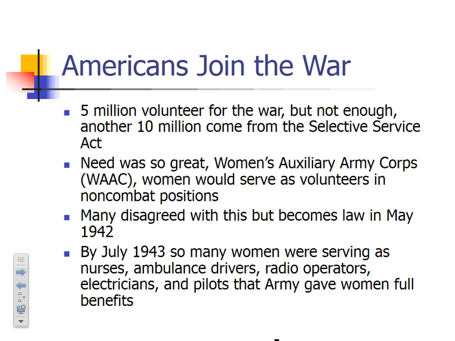This isn't cutesy volunteering. This is, we need you, ladies. We need as many people as we can. We will give you rank and recognition for your service. A lot of people disagree with it, but because we need women so much, the Army is willing to change its previous status. Women are serving as nurses, ambulance drivers, radio operators, electricians, pilots. They're doing more than they ever have before, and that'll be important because when the war's over, women say, I don't know that I necessarily want to go back home and make your coffee and fix you a sandwich, husband.